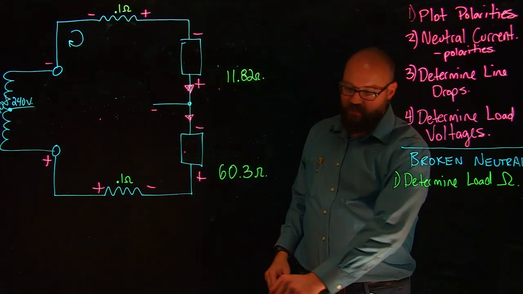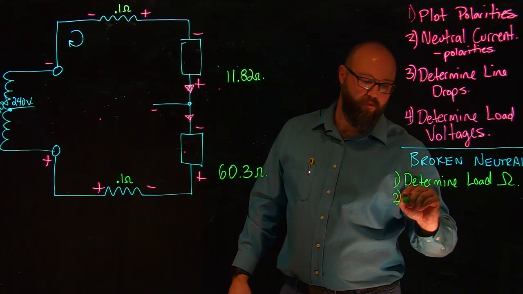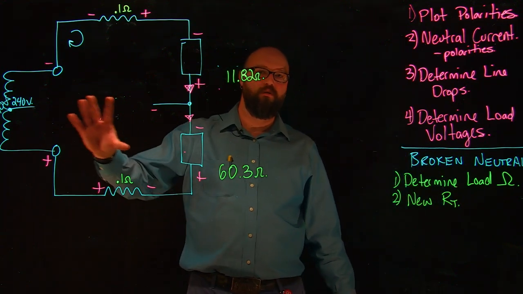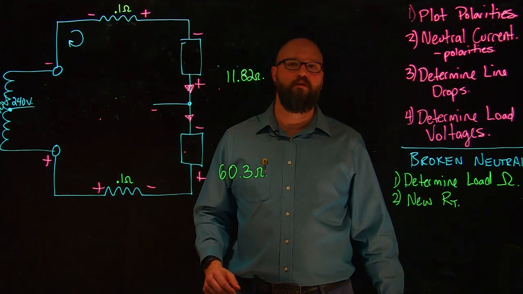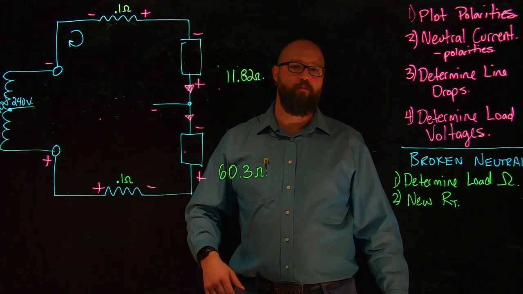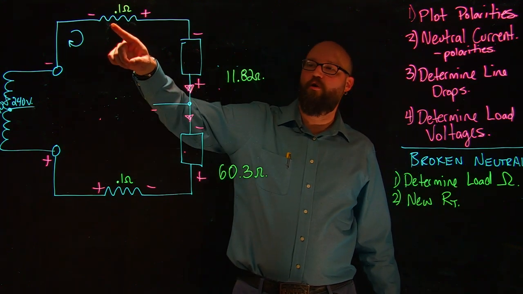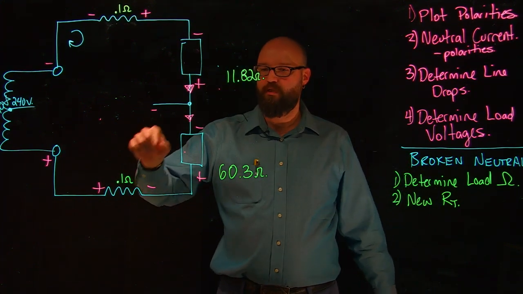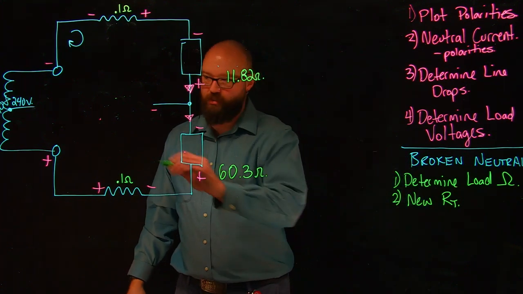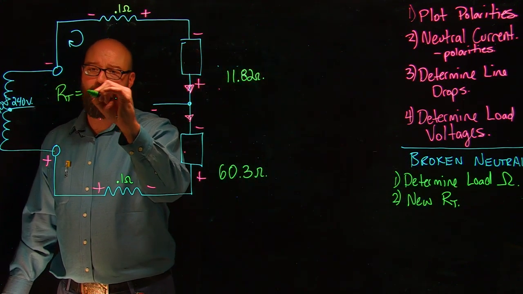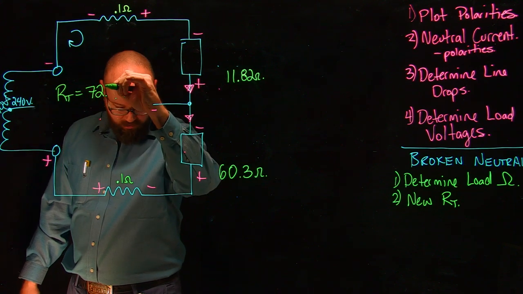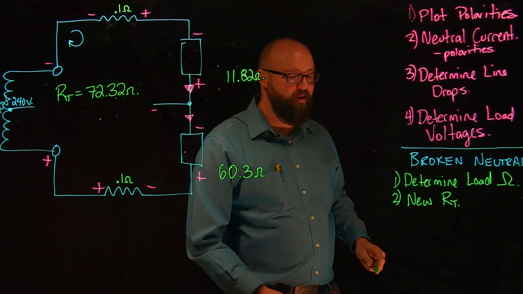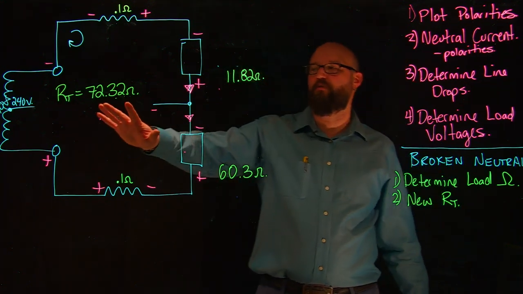So the next step that we need to do is find a new resistance total. And as I mentioned, this is just a series circuit. To determine resistance total in a series circuit, all we're going to do is go around and add up all our values of resistance. 0.1 ohms plus 11.82 ohms plus 60.3 plus 0.1 should give us a value of resistance now of somewhere around 72.32 ohms.